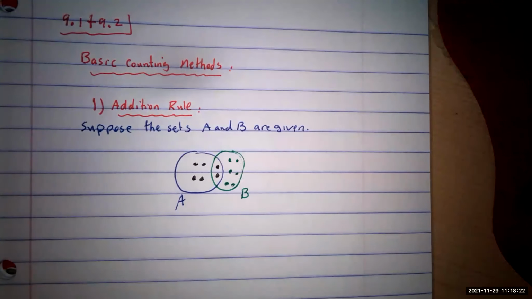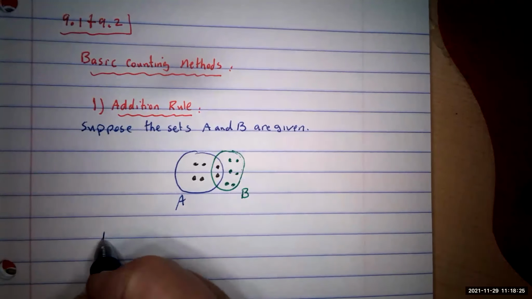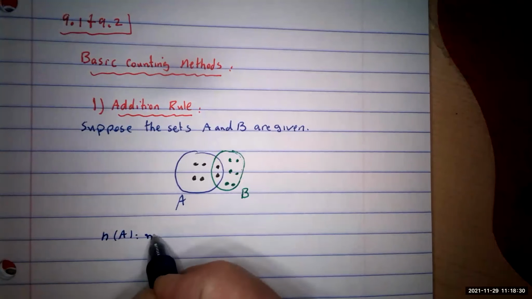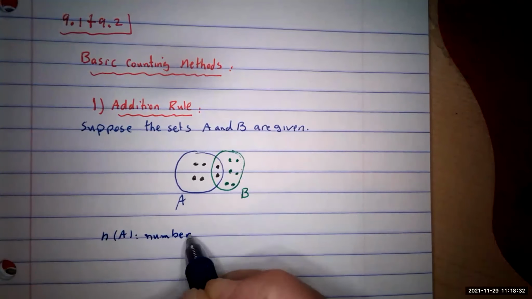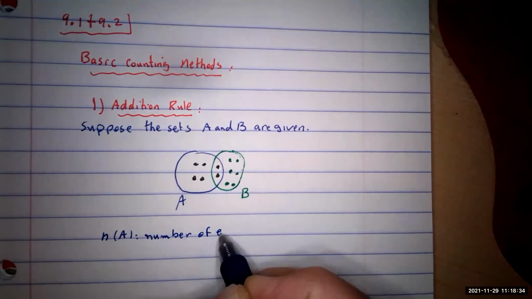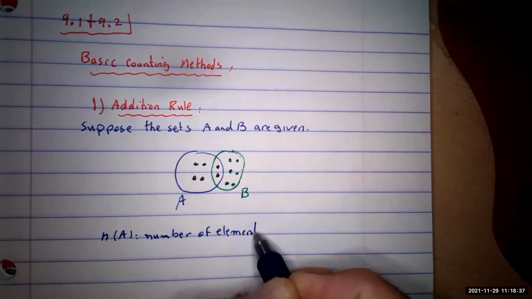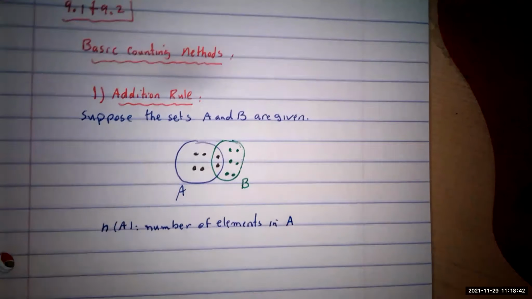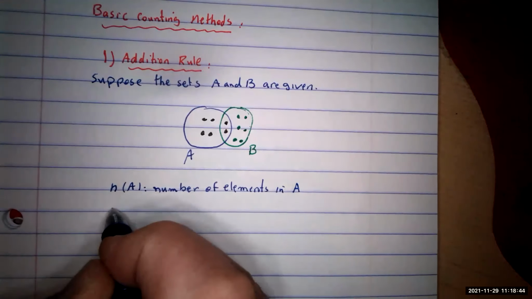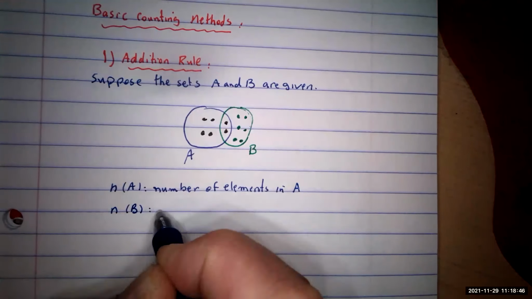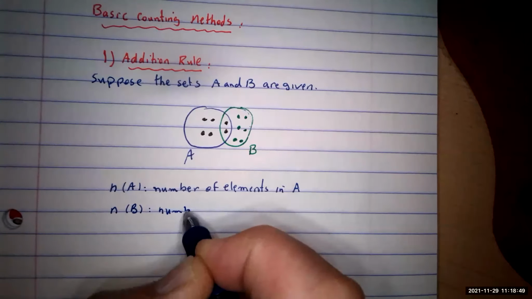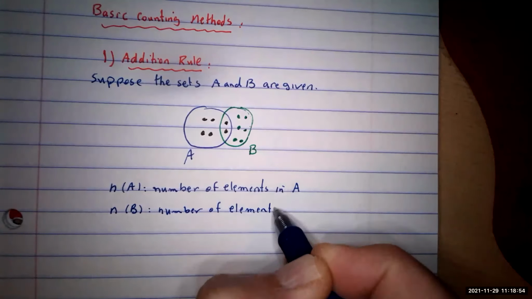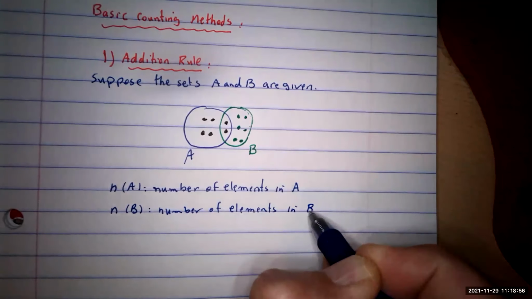Okay, so we are going to use this notation. N of A means the number of elements in A. Okay, number of elements in A, that's going to be N of A. Then we are going to have N of B. N of B is going to be the number of elements in B.